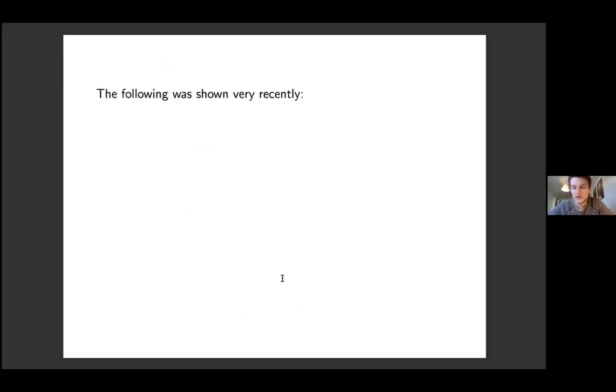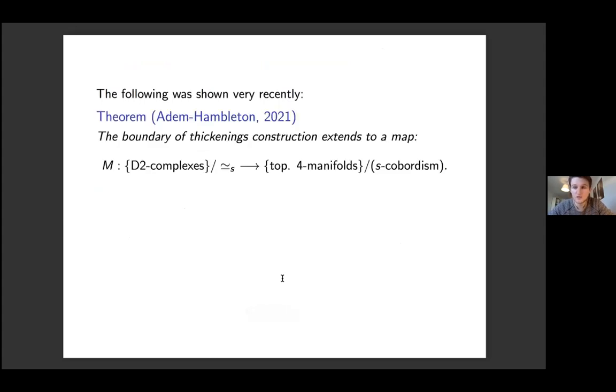So I'll just note the following, which gets you some of the way there, which was shown very recently. I think maybe 3 weeks ago, I saw this posted on the arXiv. There's a paper, some recent work by Adem and Hamilton, 2021. They basically just extended the boundary of thickenings construction. They showed that instead of having a map from 2-complexes to smooth 4-manifolds, you can have a map from D2 complexes to topological 4-manifolds instead.